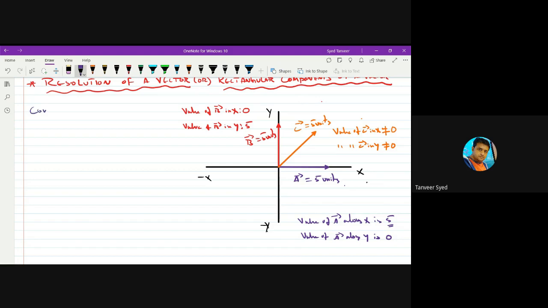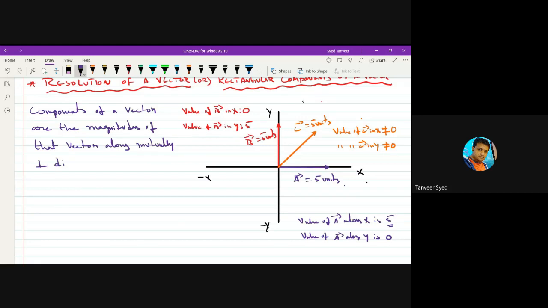So components of a vector are the magnitudes of that vector along mutually perpendicular directions. That is nothing but the x and y directions. So the value of a vector, or the magnitude of a vector along the two x and y directions, we call it the components of a vector.